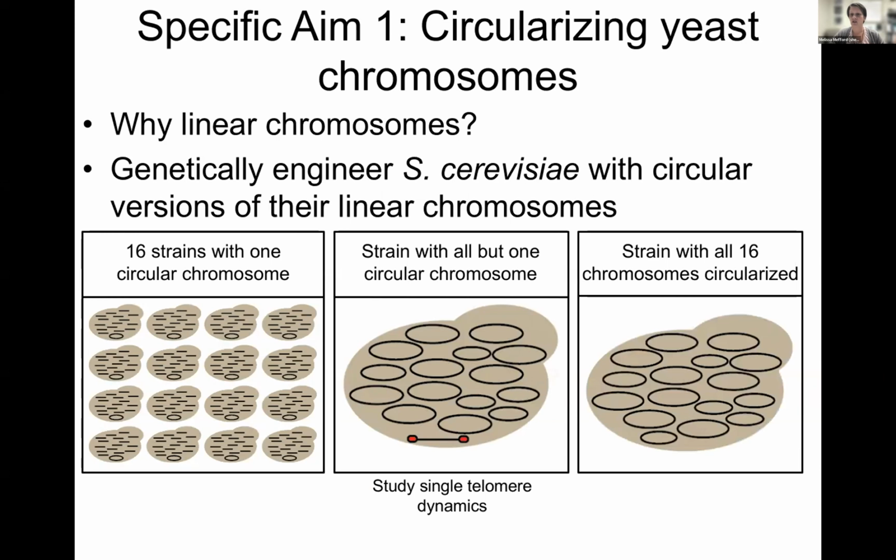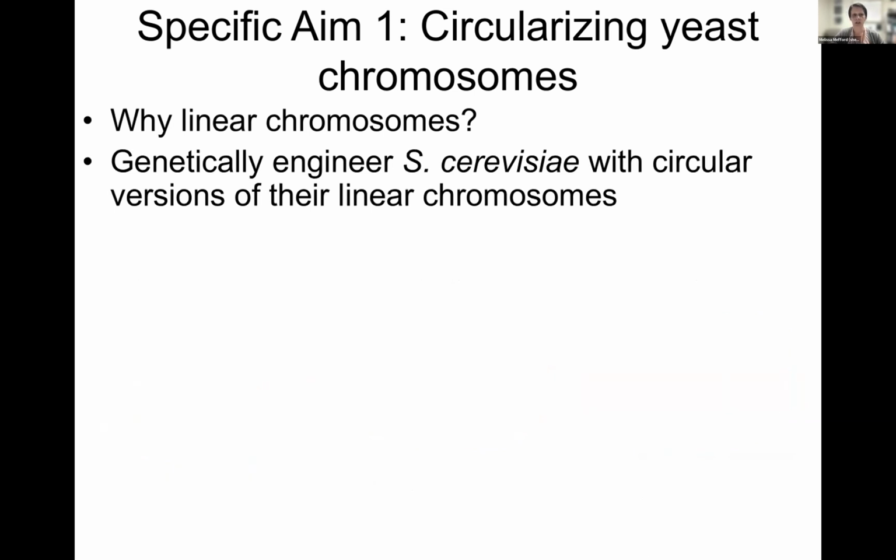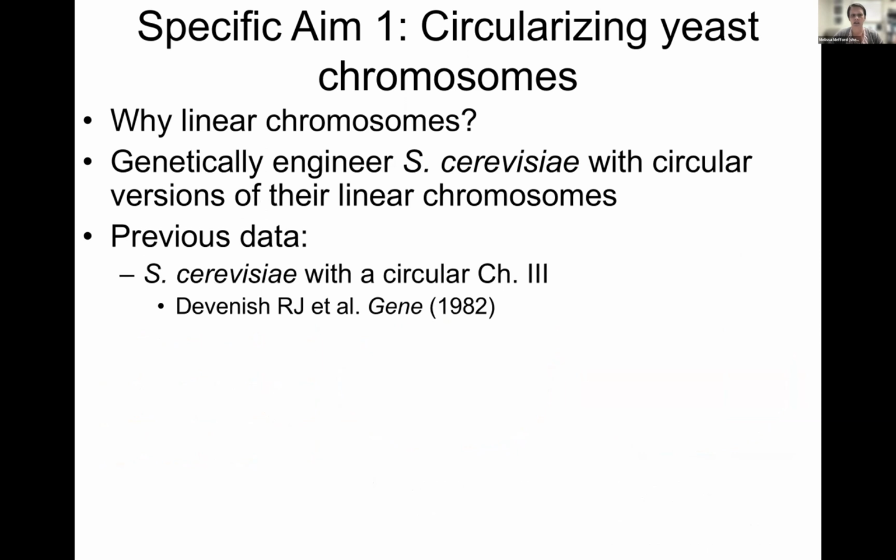And then also to create a strain with all 16 chromosomes circularized, which would allow us to study some controversial extracurricular roles of telomerase, as well as to test experimentally some theories of linear chromosome evolution. And some folks have perhaps called this project crazy, that you can't make a eukaryote with circular chromosomes, but there is some previous data from yeast that suggests that this would be very possible. So back in the 1980s, during a mutagenic study, a group isolated yeast that contained a single circularized version of their chromosome 3.